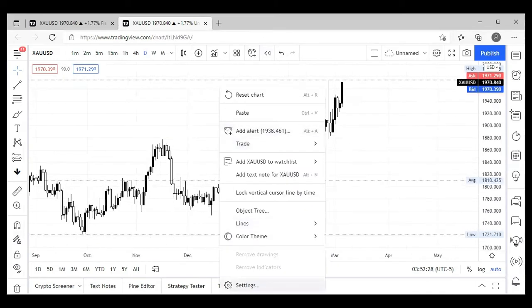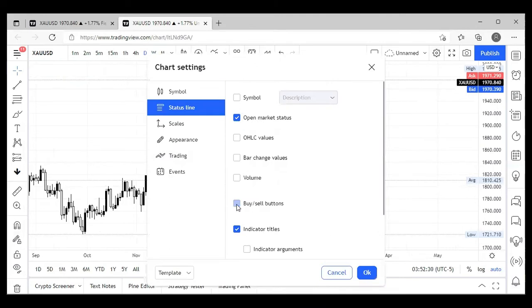Go back to right click settings. I can remove the buy sell buttons as well. I just want a clean chart. I'm not trading on TradingView, I just want a clean chart. So that's it.